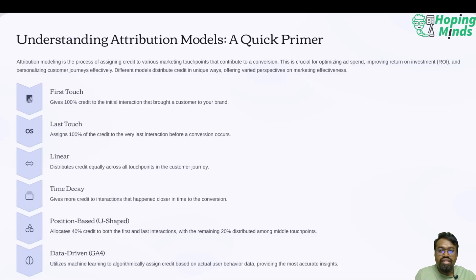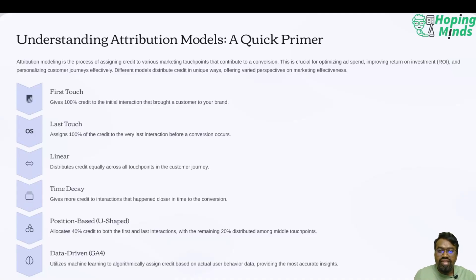Now, if you see the attribution model, the first touch gives 100% credit to the initial interaction that brought a customer to your brand, from where they are visiting your website, from where they are coming to your landing page and taking certain actions. These attribution models become very, very important to understand and analyze a customer's behavior pattern too.